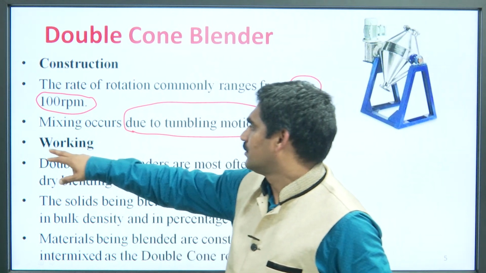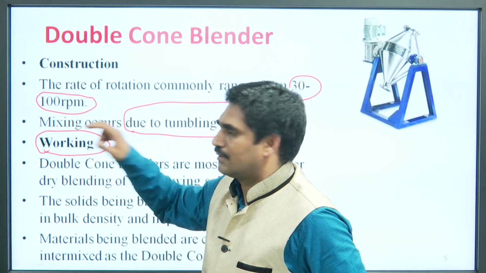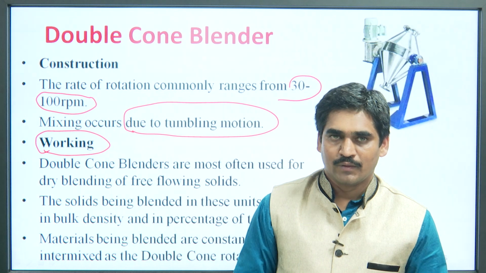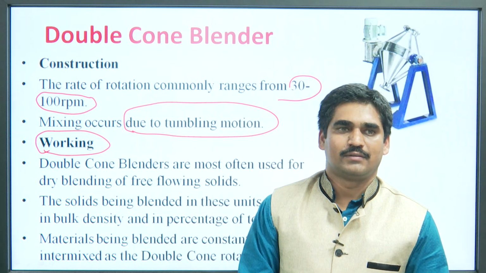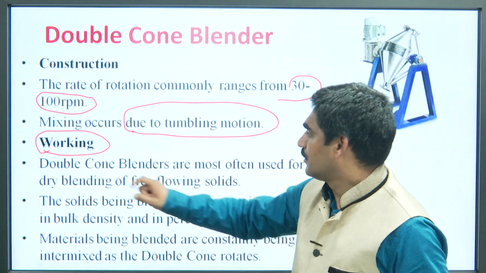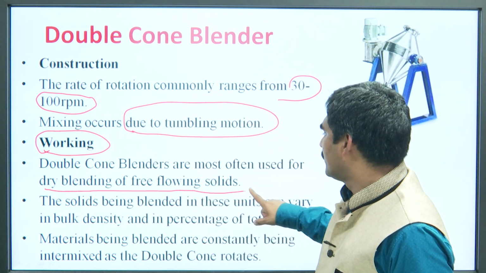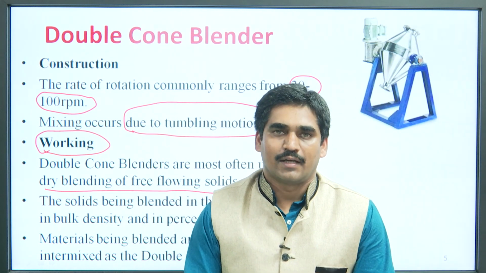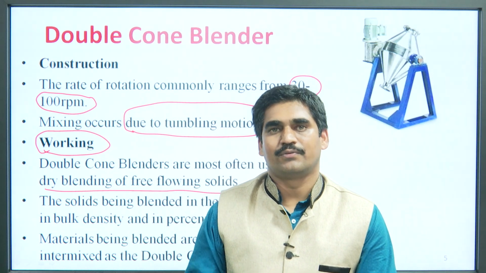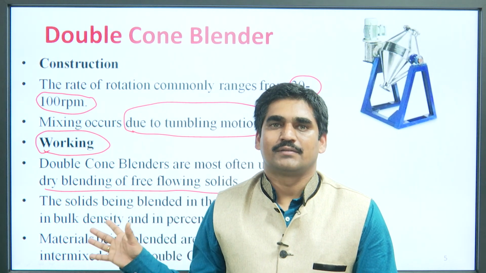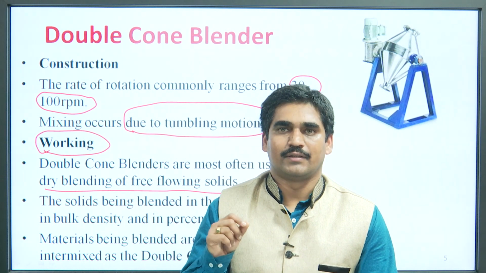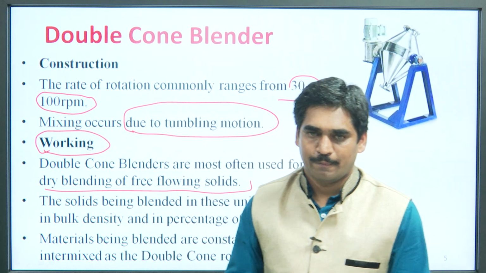Now, moving on to the working of this double cone blender, how it works, what happens. As previously explained, double cone blenders are mainly used for dry blending of free flowing solids. That means those powders which are free flowing in nature, these blenders are used for mixing that type of powders. Again, dry blending means for dry powders only.